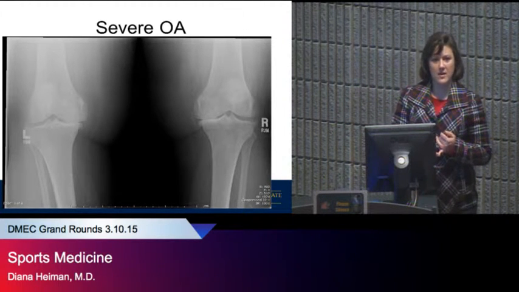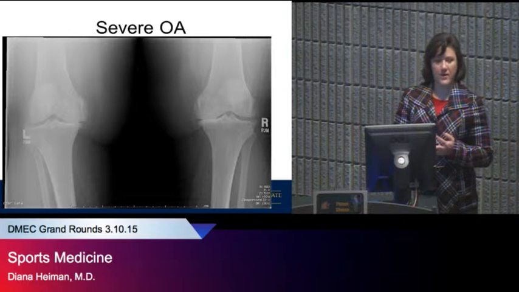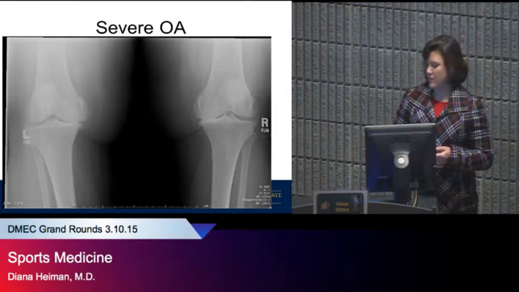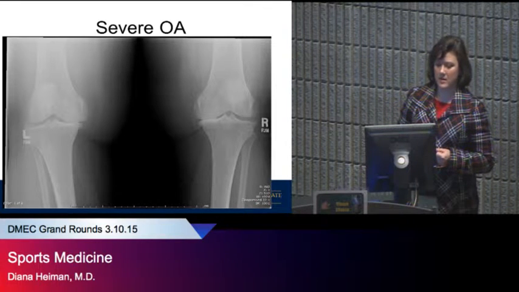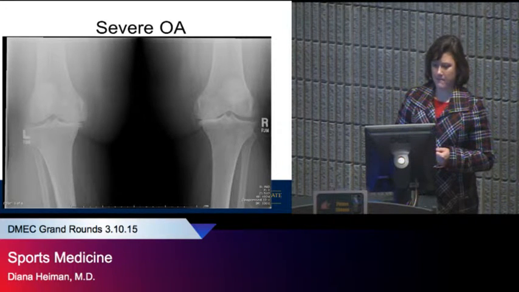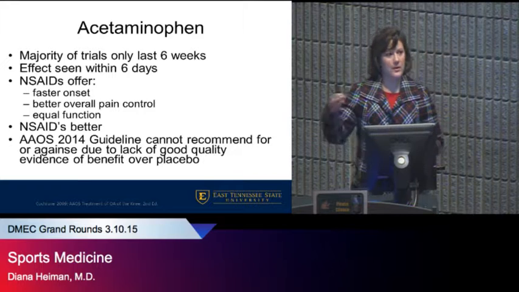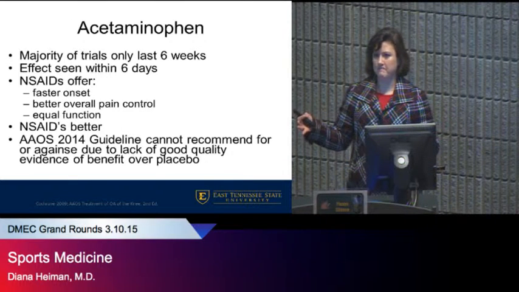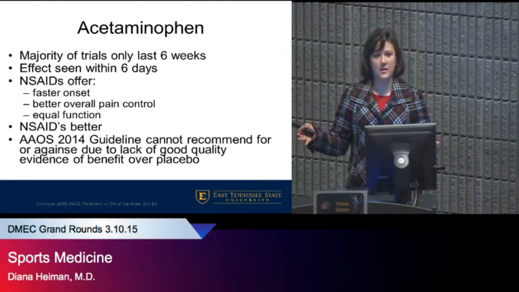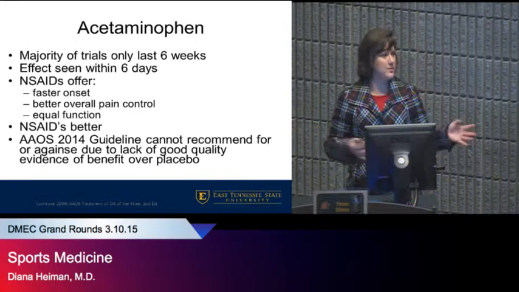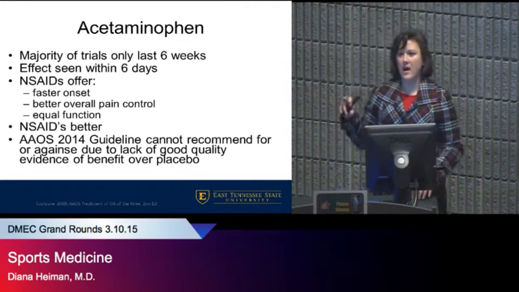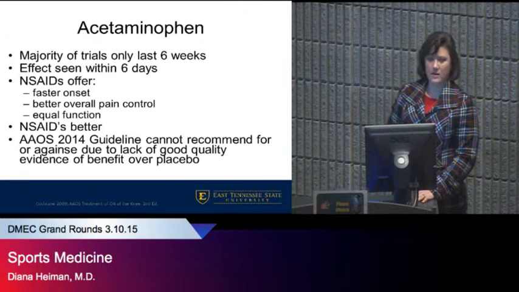So joint space narrowing, osteophyte formation, subchondral sclerosis, and subchondral cyst formation are the 4 things that you'll see on plain x-rays in osteoarthritis. So I'll go through each of the common things that you would use to treat osteoarthritis and present the data individually, and then have a little algorithm at the end to kind of summarize.